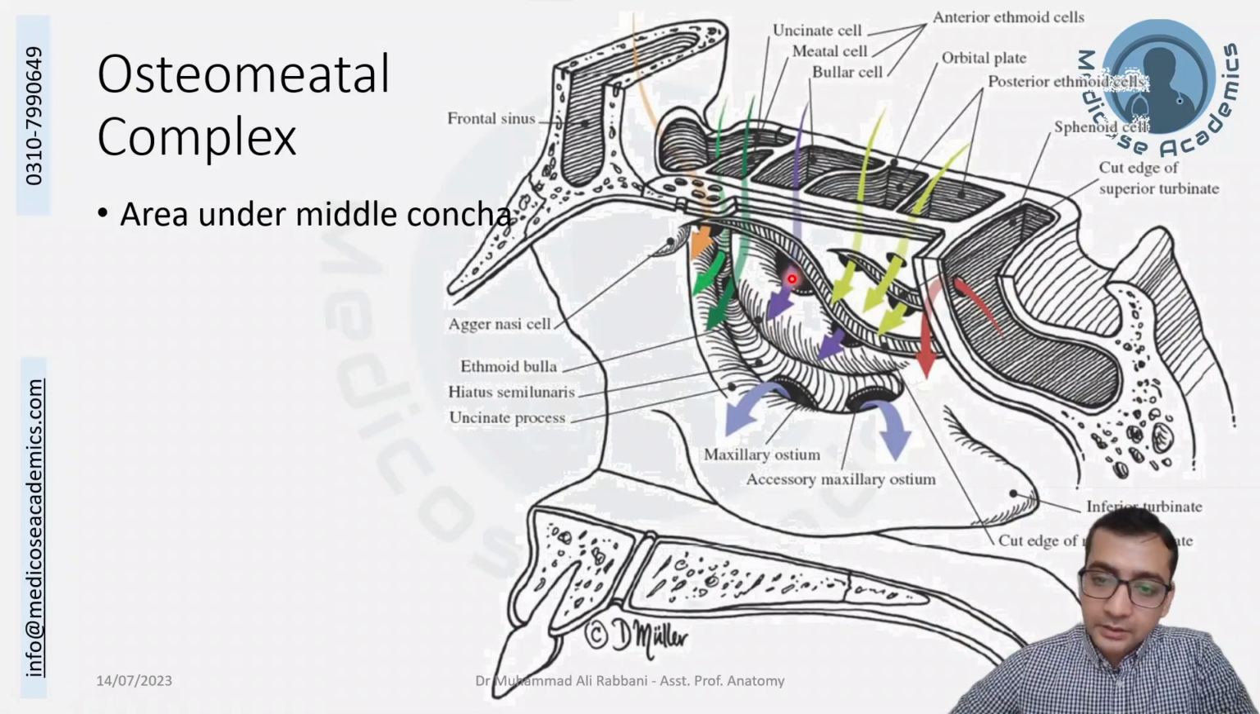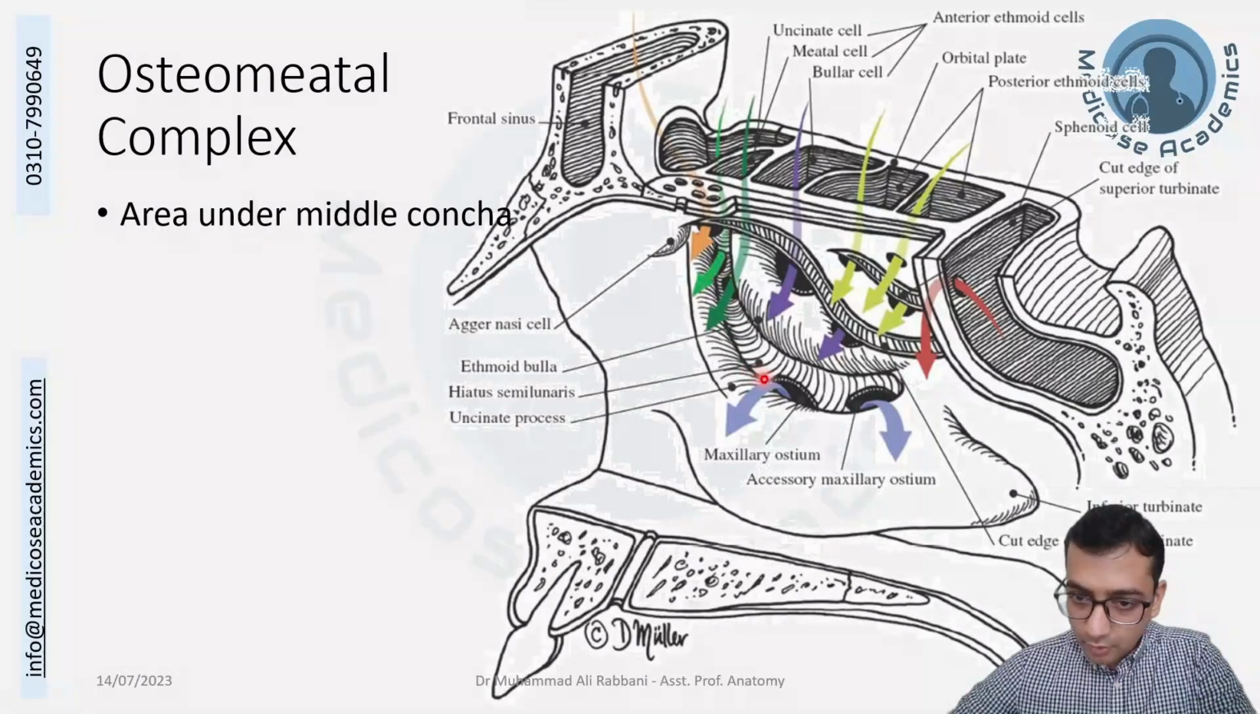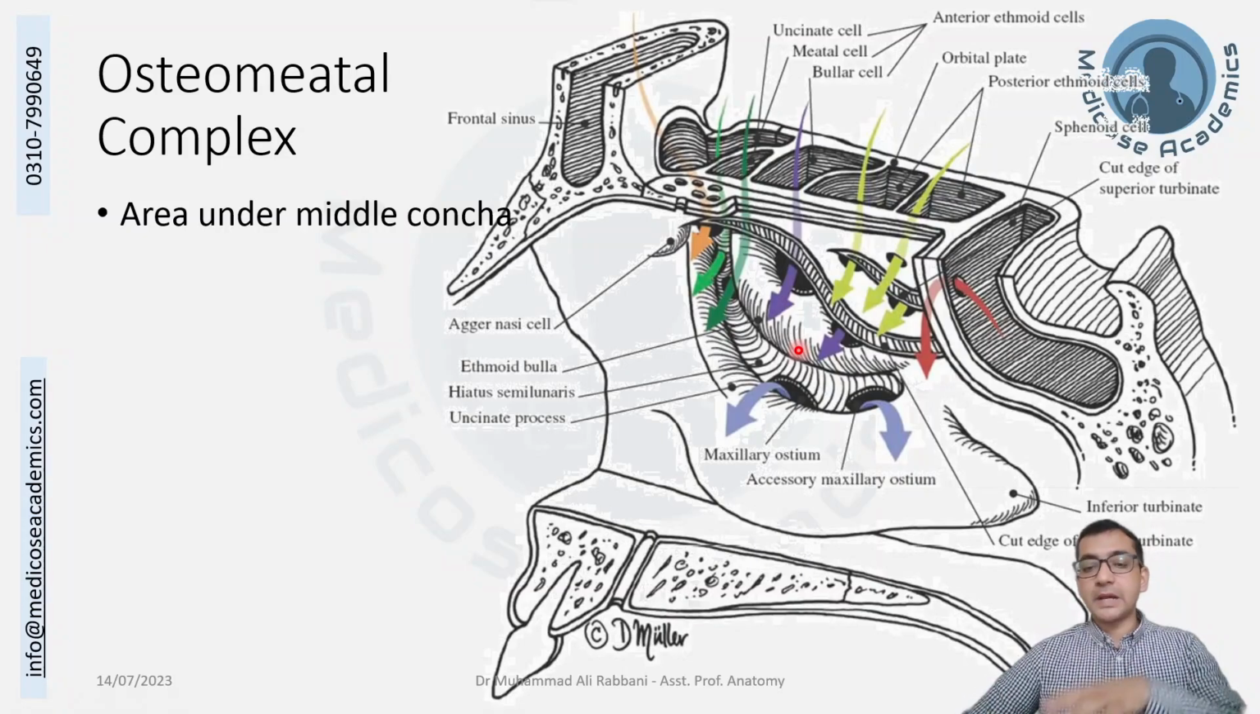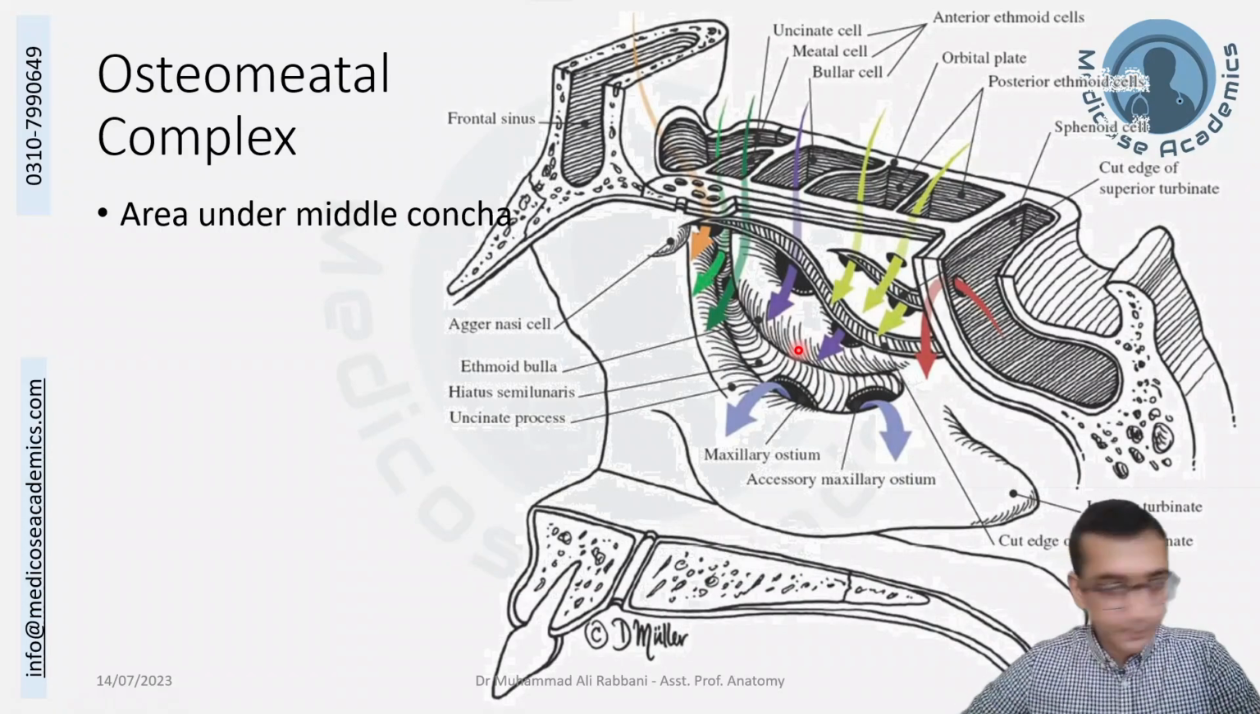If we come back, the cells of the anterior ethmoidal sinuses are opening in the floor of the infundibulum. If you go all the way back, then there is the large opening of the maxillary sinus, the maxillary ostium.